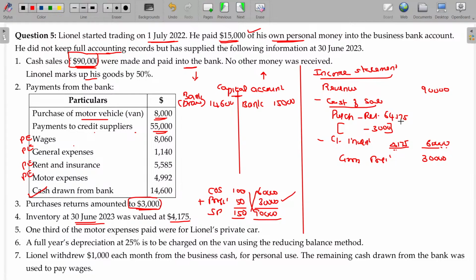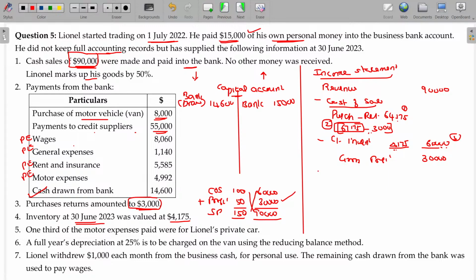Purchase less return is 64,175, so before return what could the purchases be? After the minus item, you do the plus, and you get 67,175. That is balancing figure number 2. Balancing figure number 1, balancing figure number 2, and this is also third. Clear? That's how you can get it, and from there you can subtract all the expenses.